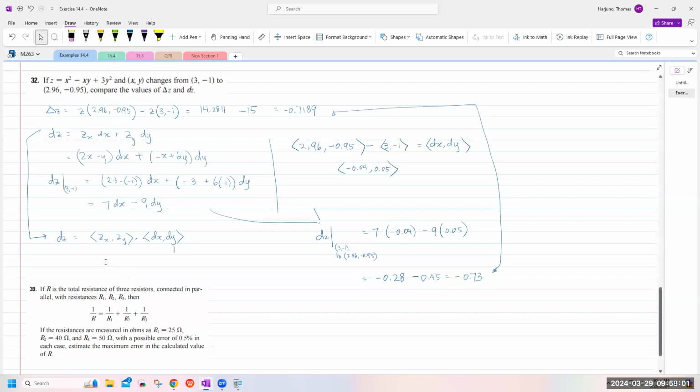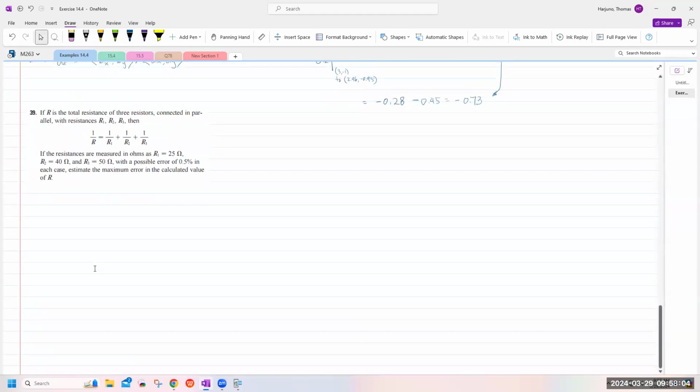Let's see the last question, number 39. We have R, the total resistance of 3 resistors connected in parallel with resistances R1, R2, R3, with this formula. So this has something to do with electrical engineering. If the resistances are measured in ohms as given there, with possible errors of 0.5% in each case, estimate the maximum error. So the error that we expect for R equals what?